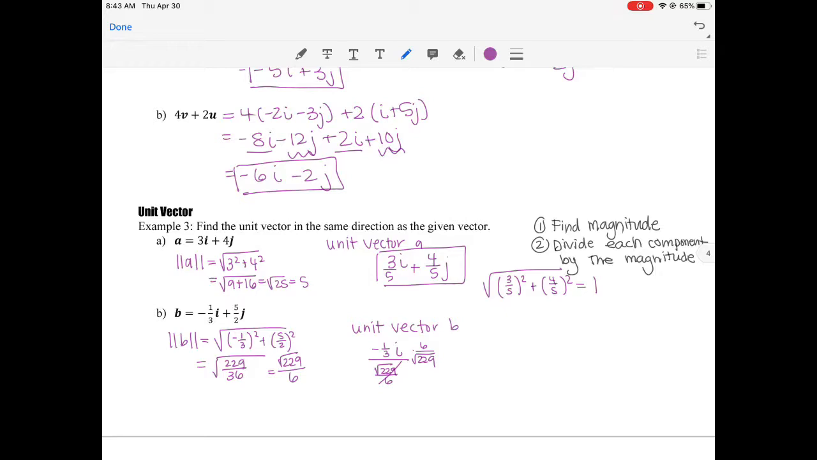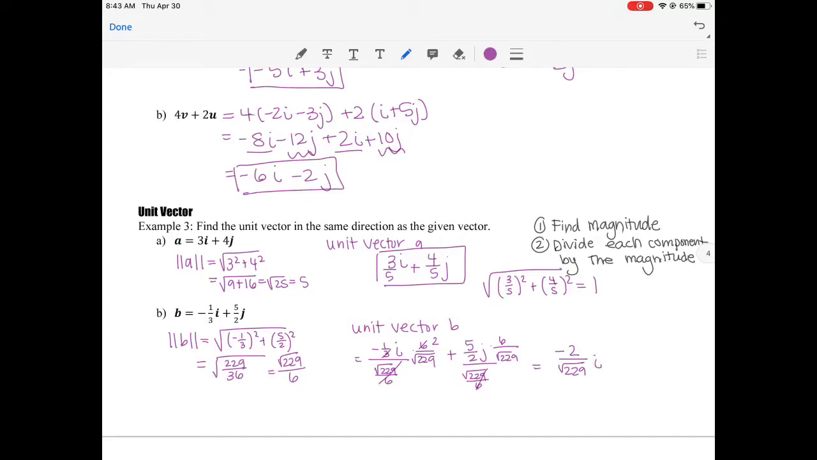But we will also do the same thing with the j component of 5/2 j. We're going to divide by the square root of 229 over 6. So think about that as multiplying by the reciprocal. Okay, here we got a 3 and a 6. That would become a 2 on the top. So we would get -2 over the square root of 229 i.